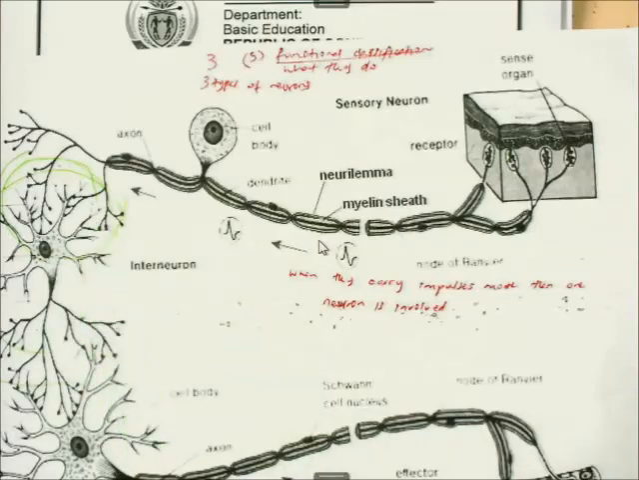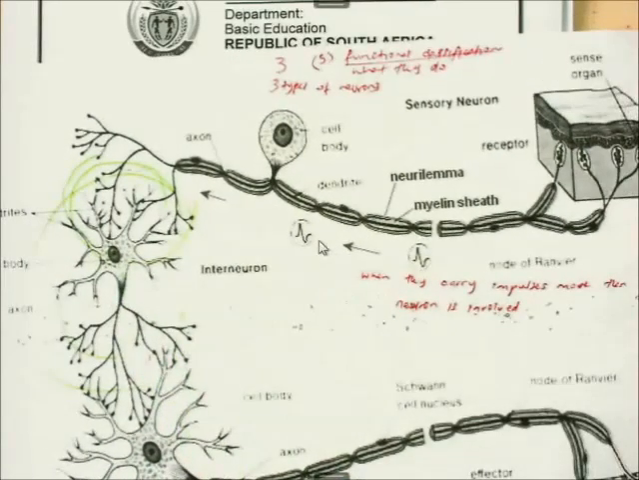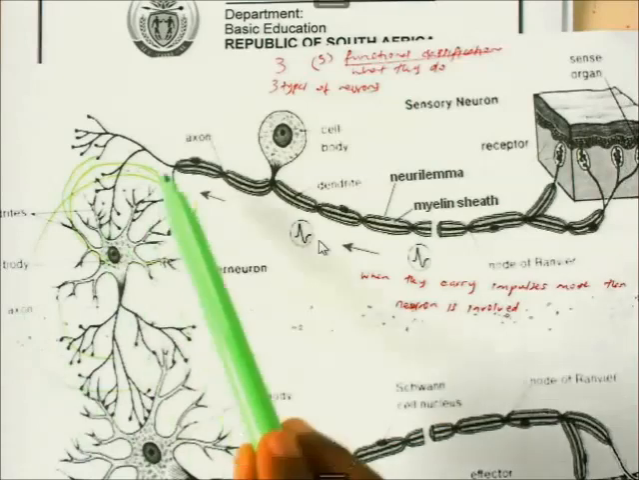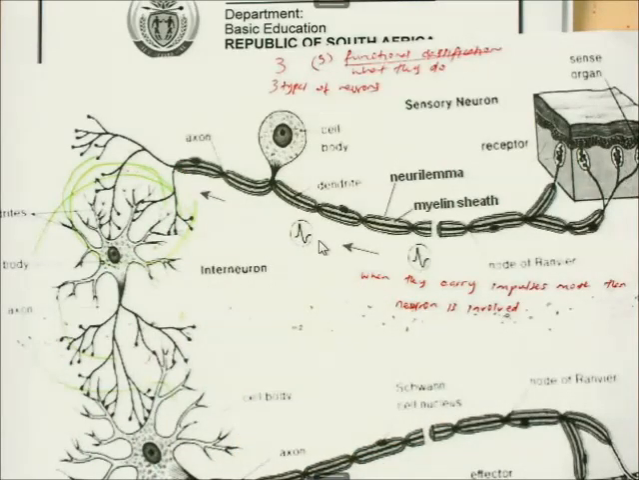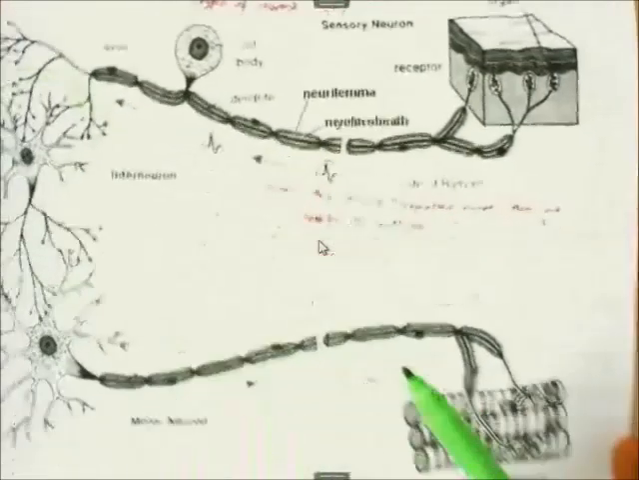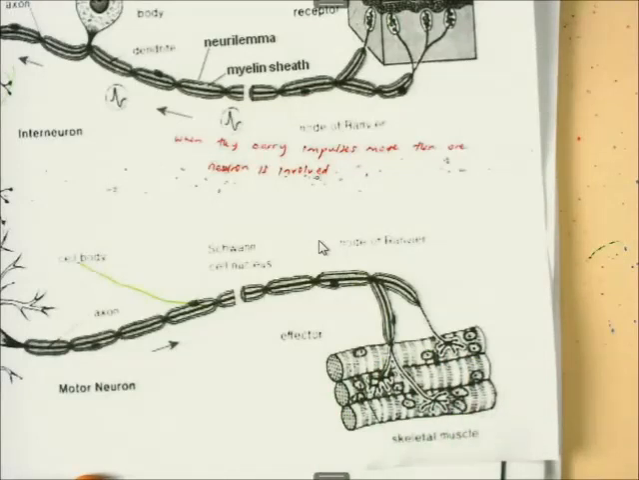And then from there we have another type of neuron which is called an interneuron. An interneuron is a neuron which is found in the spinal cord. This neuron transmits impulses from the sensory neuron to another neuron which is called a motor neuron. Our last neuron is called a motor neuron. A motor neuron transmits impulses from our spinal cord or from the brain or from the CNS to the effector. The effector in this case will be our skeletal muscle.